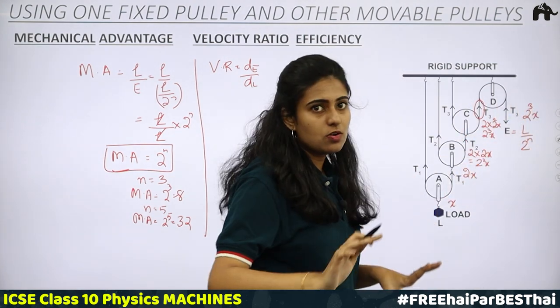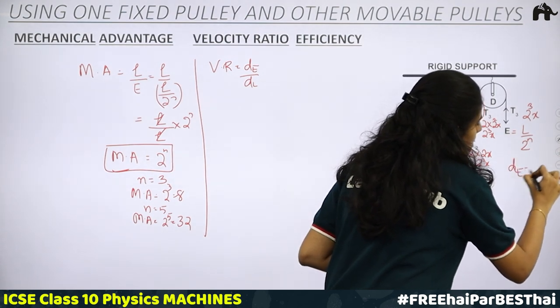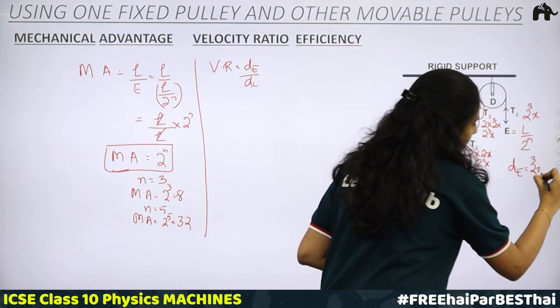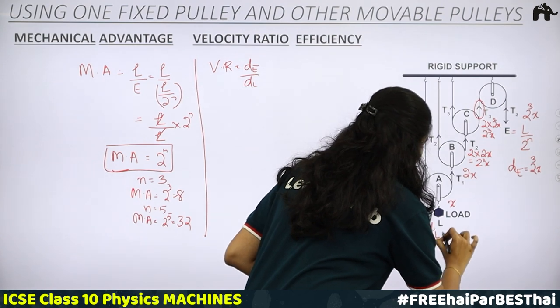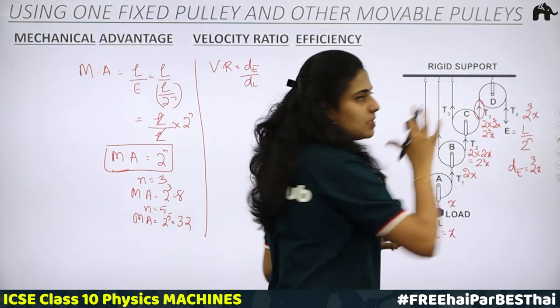Clear? Now, you have got that the distance moved by effort is equal to 2 cube x and the distance moved by load is taken as x. Here we have 3 movable pulleys.